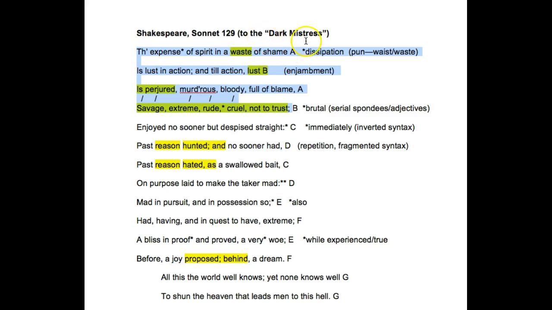And so presumably this is the dark mistress that he's talking about, and it sort of speaks to the speaker's self-loathing. He doesn't like feeling this way. And then, so this is lust in action. But until it becomes action, what is lust? It's perjured, murderous, bloody, full of blame, savage, extreme, rude, cruel, and not to trust. And so it's all of these things that are dangerous if we look into the definition of these words.